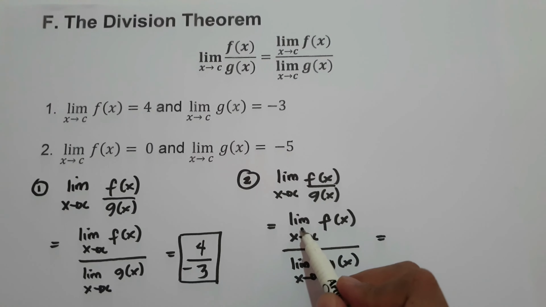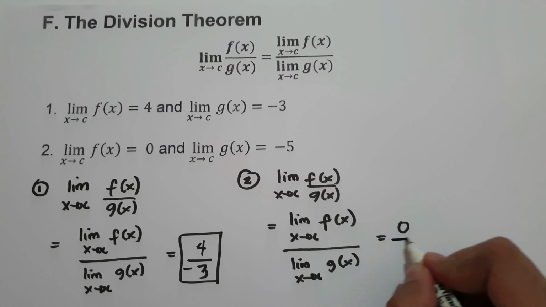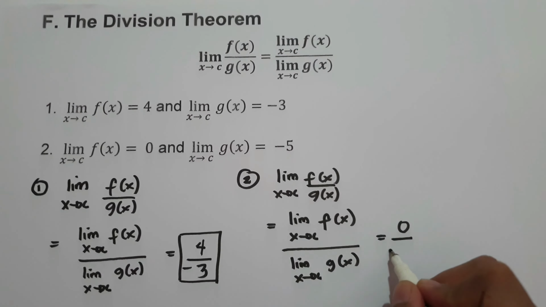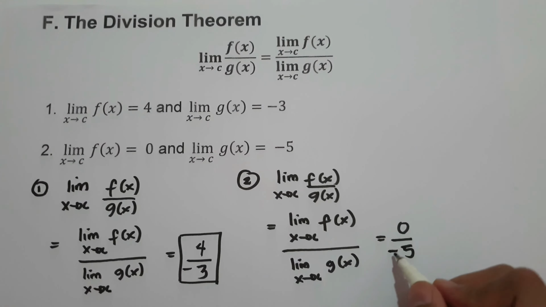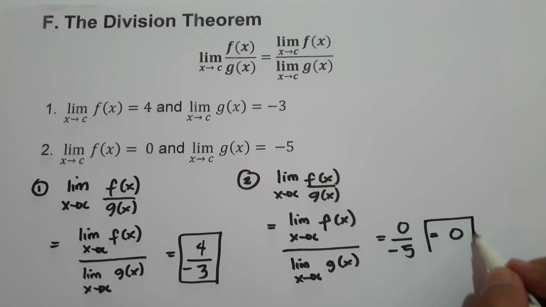So the value of the limit of f of x as x approaches c is 0, and the value of the limit of g of x as x approaches c is negative 5. 0 divided by negative 5 is 0. So this will be our answer. So that is the division theorem.